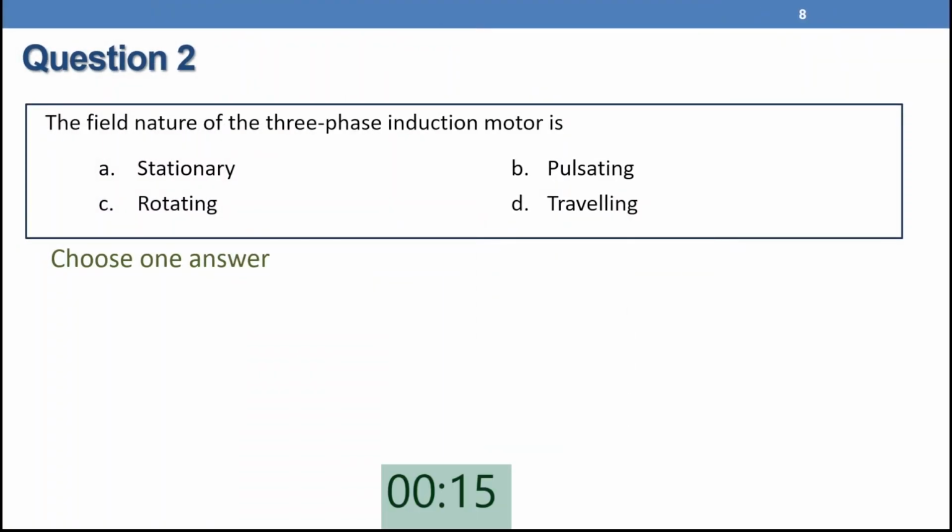Question number 2. The field nature of the three-phase induction motor is A. Stationary, B. Pulsating, C. Rotating, D. Traveling. Time starts now.